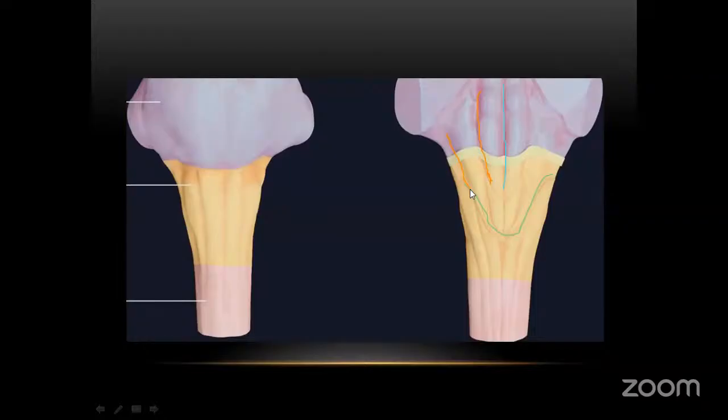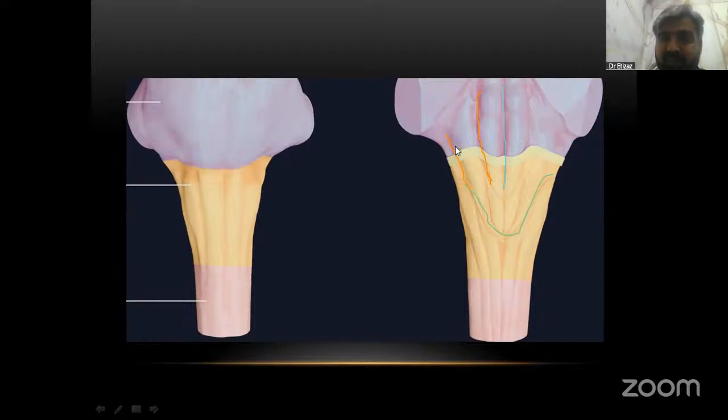And what about this sulcus? Yes, please. What about this sulcus? Anyone?